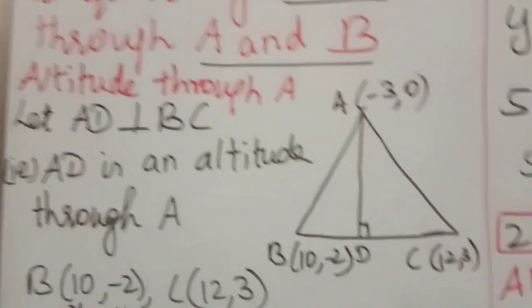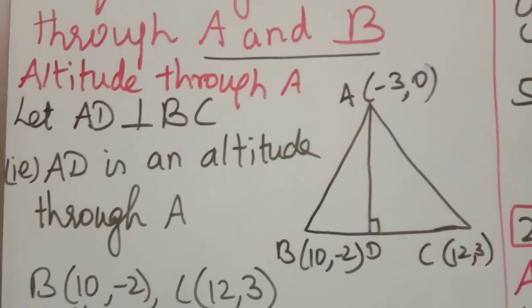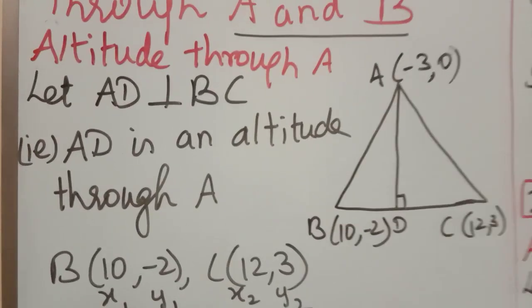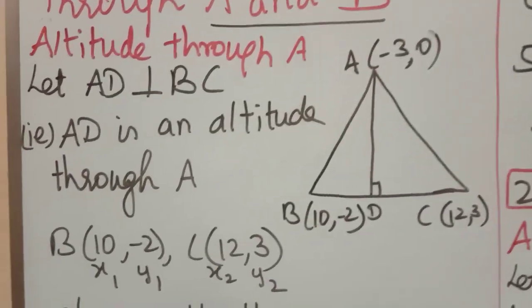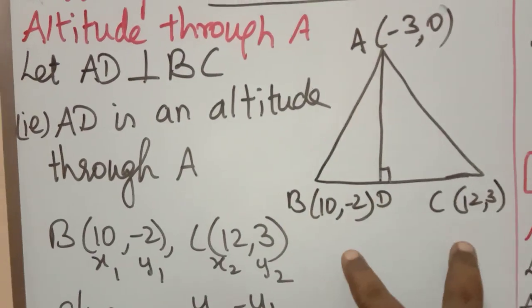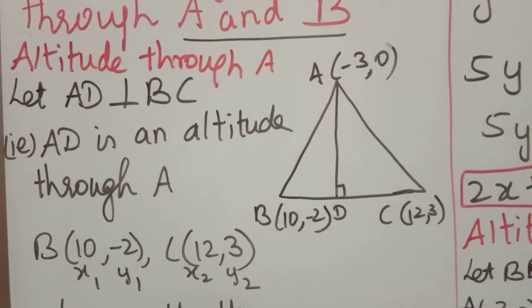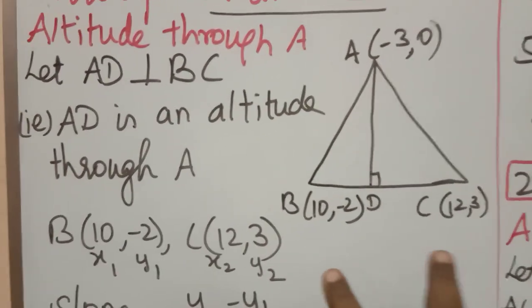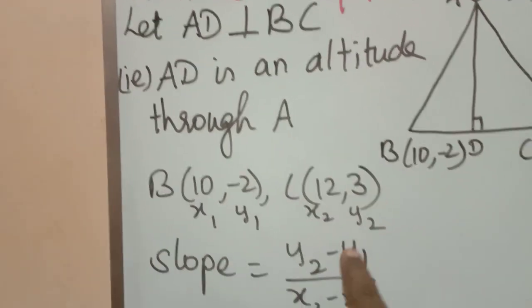It is not compulsory to draw the diagram, but if you draw the diagram it will be easy for you to understand. Suppose you are not drawing, no problem. Through A means find the slope of BC, then write down the point A and slope and find the equation. That is the procedure. So write down the points B and C and find the slope.